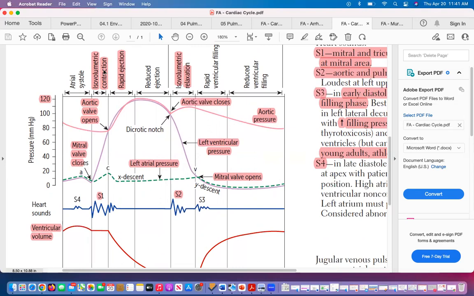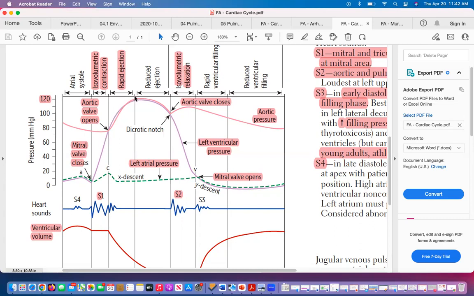And the reason that the volume is not changing is because the aortic valve is not open yet. In this interval, the aortic valve is not open yet, so the blood cannot go anywhere. It stays in the ventricle until the ventricle is contracted enough to produce enough pressure to be able to open the aortic valve. And that is why we call it isovolumetric contraction. This is very important that you understand this phase.